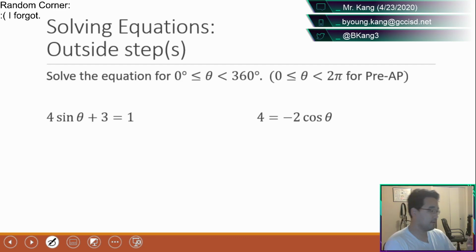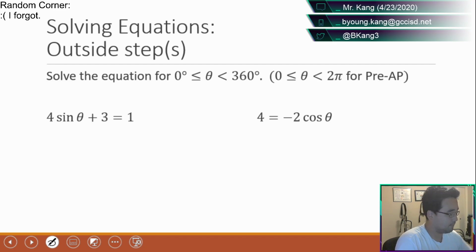Okay. So solve the equation, and the instructions are going to be: give me every answer that exists between 0 and 360 degrees, or one rotation of your unit circle. Pre-AP, you're going to have to give the answers in radians. Really, that doesn't affect you that much until the end of this worksheet. But regular, use the degree column. Pre-AP, use the radian column.